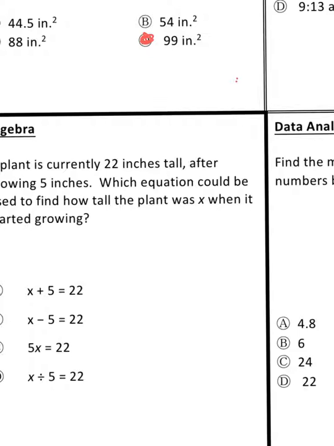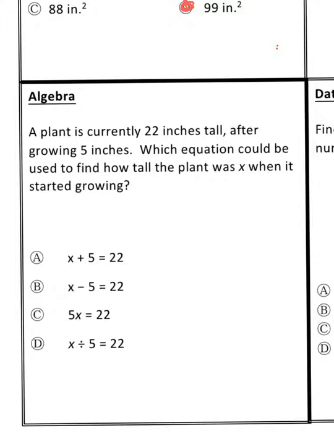Alright, let's move down here. We've got another equation. It says a plant is currently 22 inches tall. That's how tall it is now. After growing 5 inches, which equation could be used to find out how tall the plant was, x, when it started growing? So I'm going to start by drawing a bar.